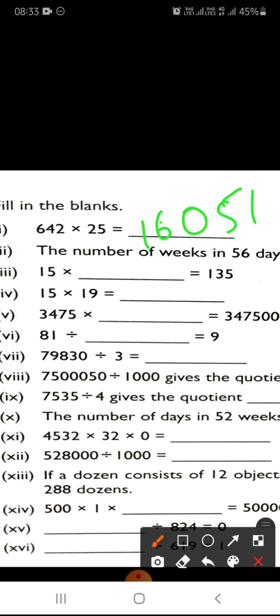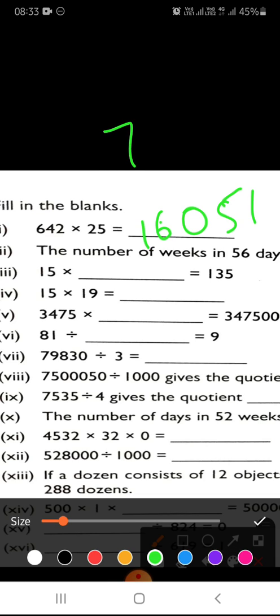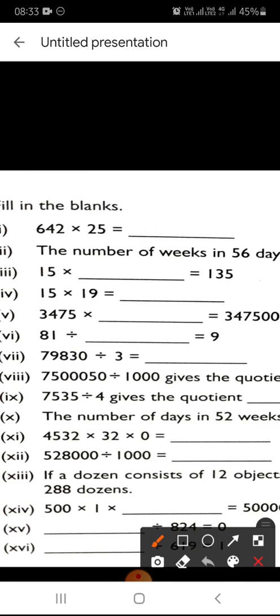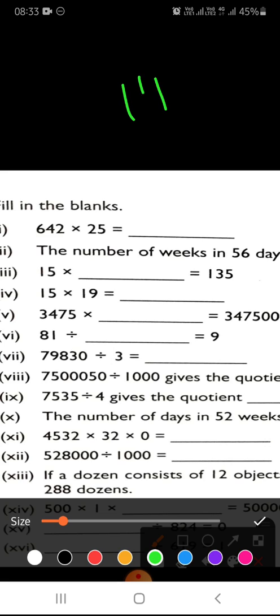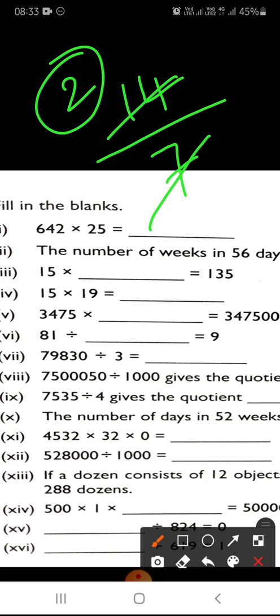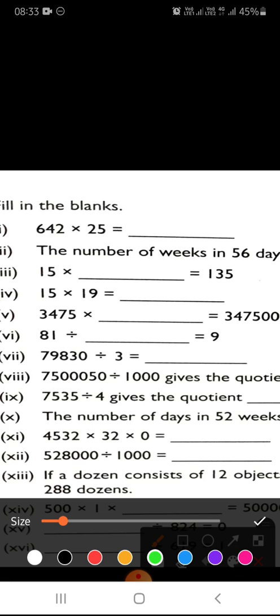Second one is the number of weeks in 56 days. In 56 days, you have to find the number of weeks. If I say in 7 days, how many weeks are there? You will say in 7 days, 1 week is there. Yes or no? So in 14 days, how many weeks are there? In 1 week, how many days are there? 7. So we'll divide this by 7. We'll get 7 twos are 14. How many weeks are there? 2 weeks.